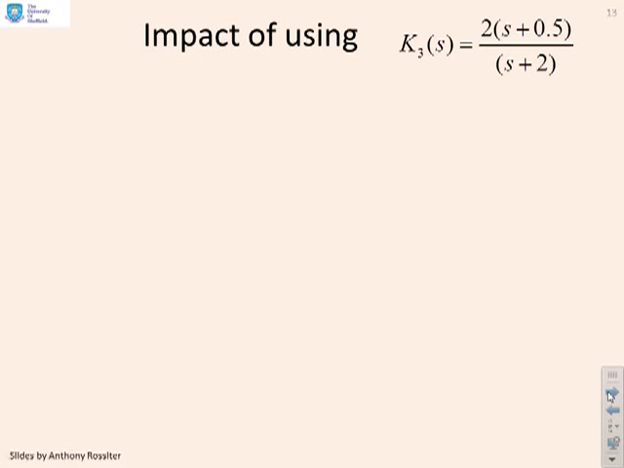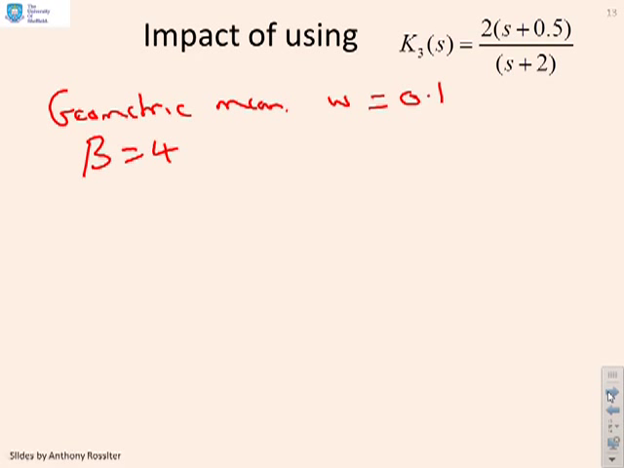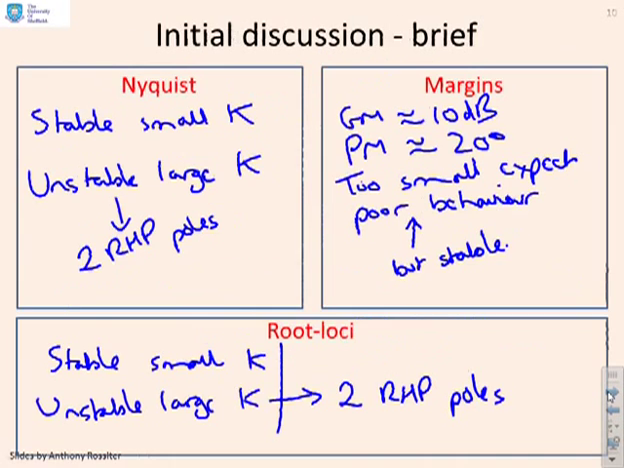What about this one here? Now this is also a lead, but in this case, the geometric mean is at omega equals 0.1. The beta is 4, which is going to give you a phase lift of approximately 35 degrees. Nobody's going to check whether you've got it exactly correct. Alright, so let's go and have a look and see if that makes sense.